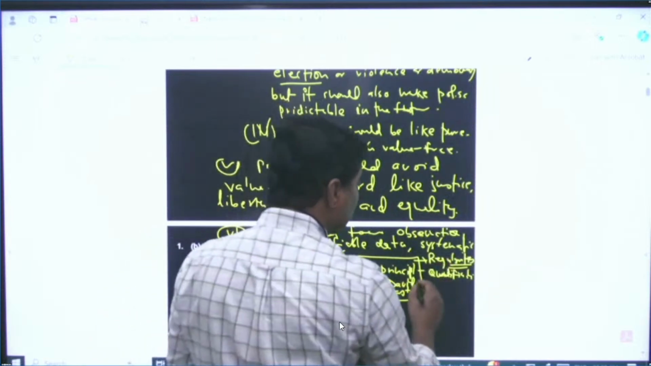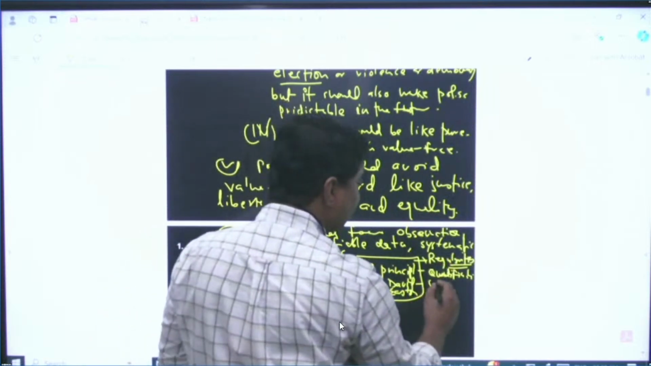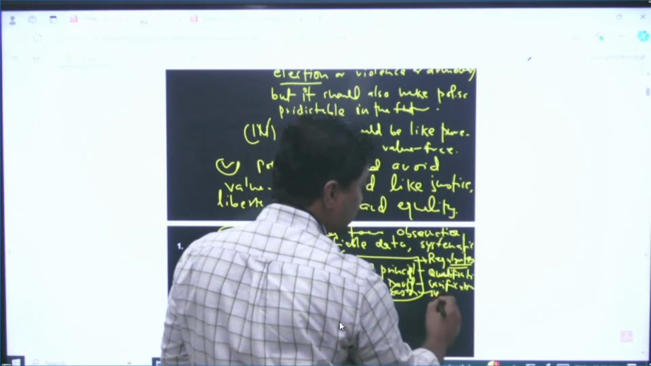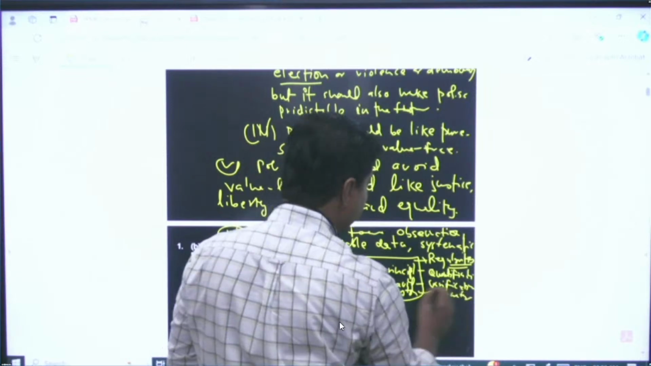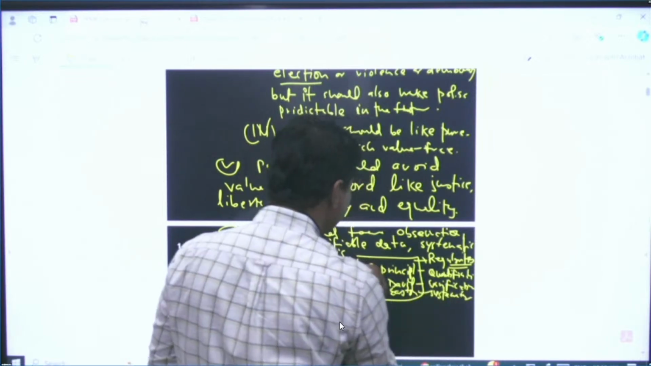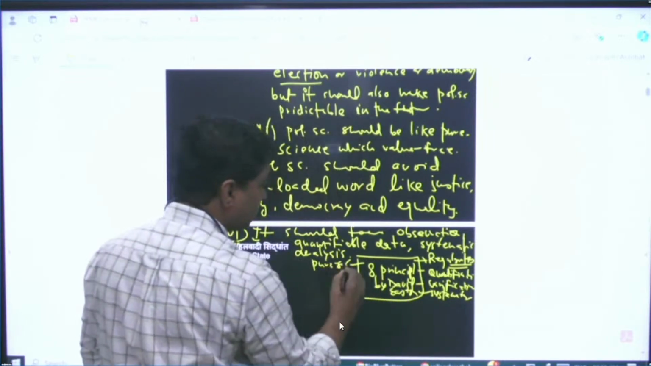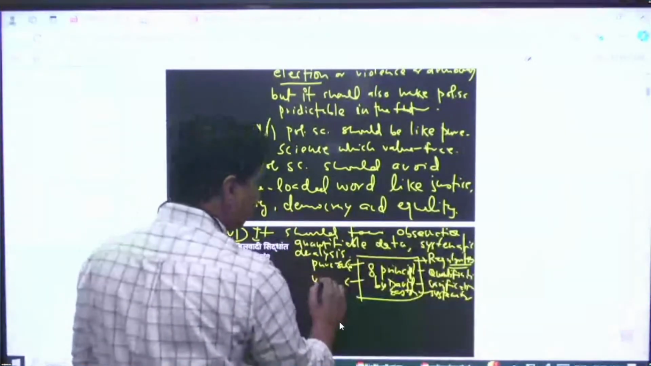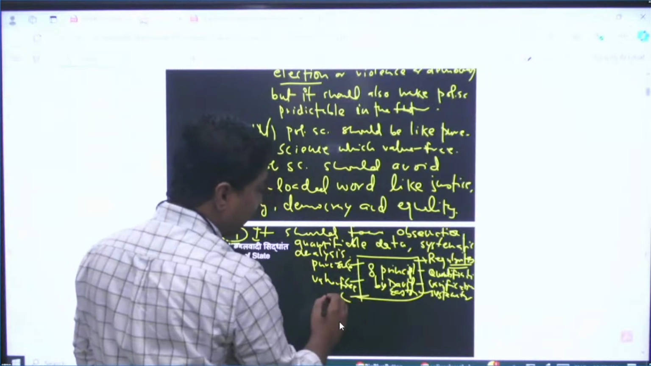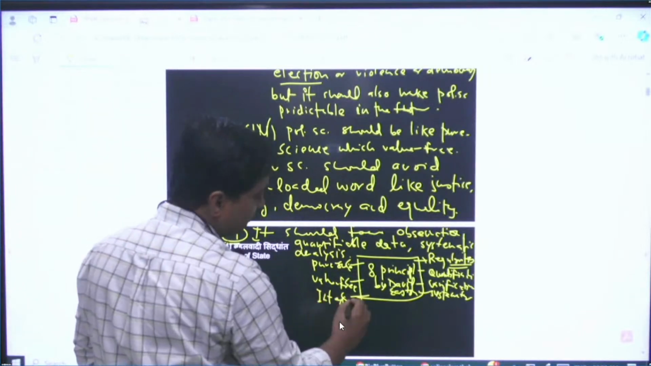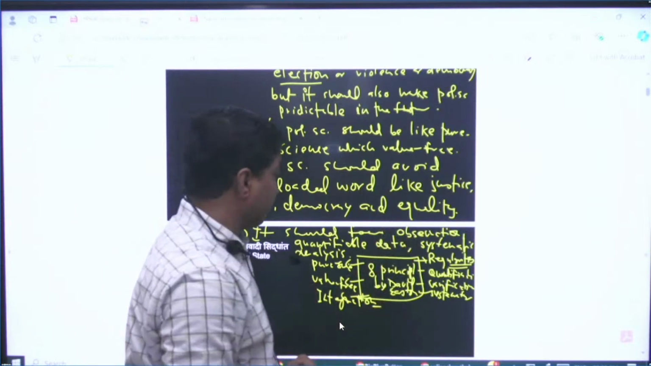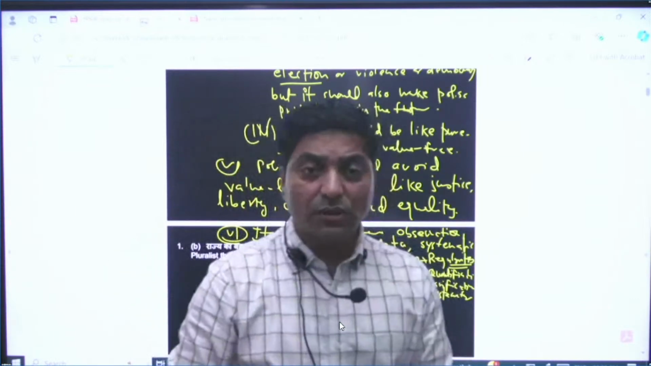So regularities, quantification, verification, systematization, then pure science, then value free, then integration. These are the major principles of the behavioral approach.